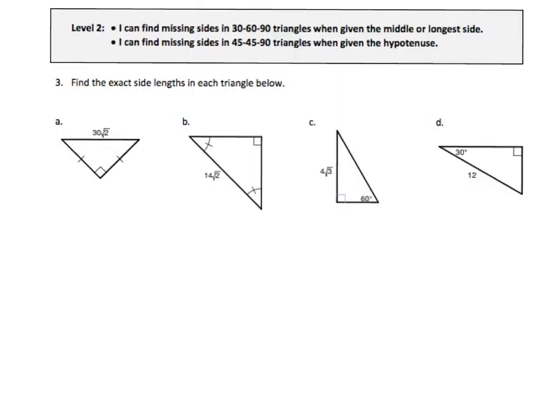Okay, level 2s is finding missing sides, again with these special triangles, 30-60-90s and 45-45-90s. So we're going to do this in level 2s where you're given the middle or the longest side, and then in the 45-45-90 when you're given the hypotenuse, and we'll solve for the missing legs. So it's going to get a little bit harder from here on out based on what we give you, but the solving still remains the same.